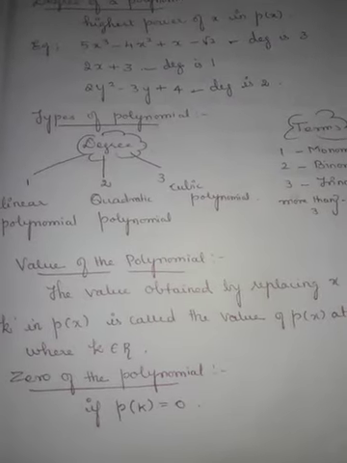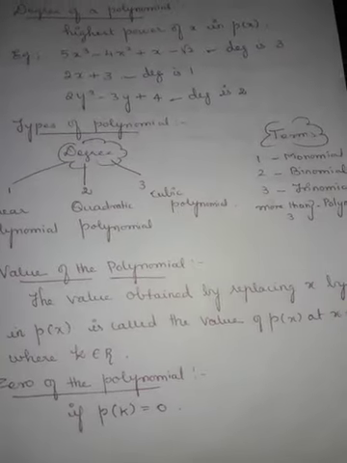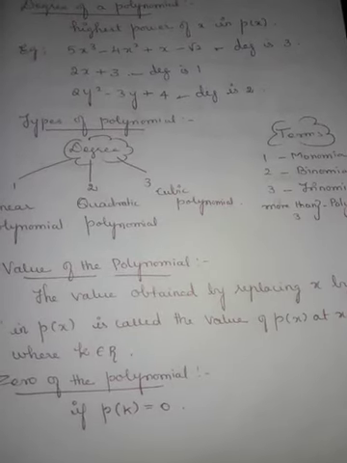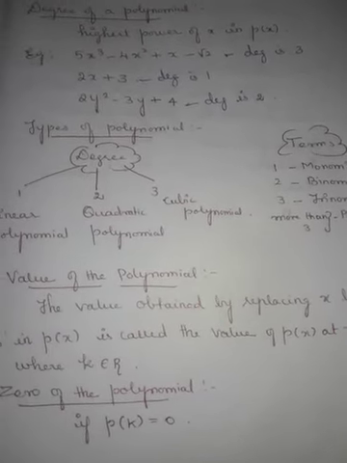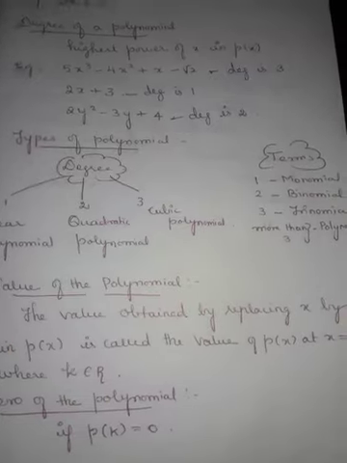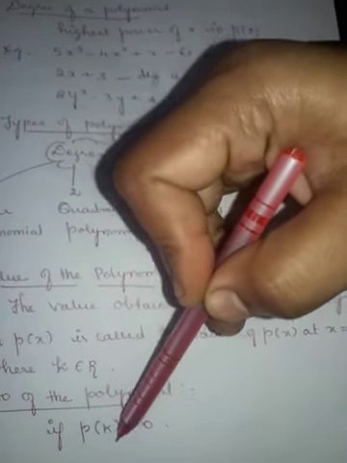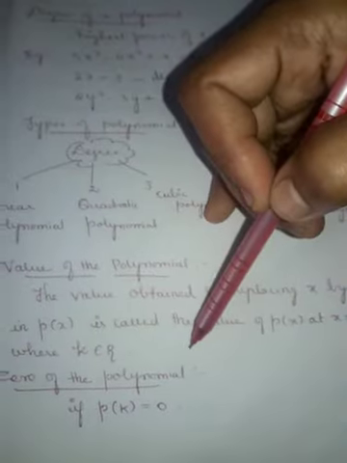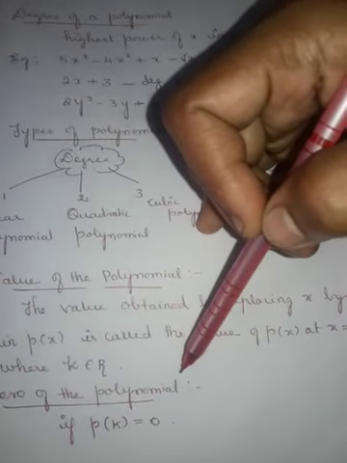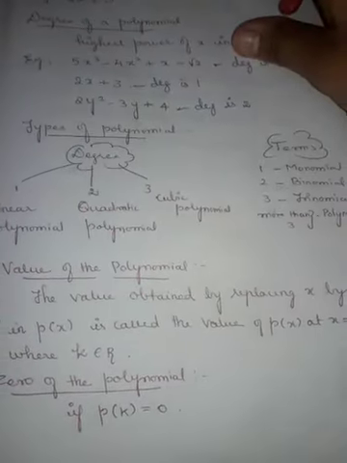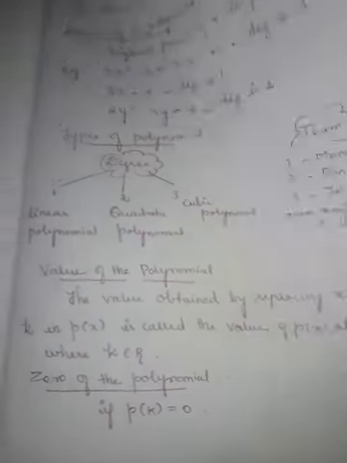When we call a real value a zero of the polynomial, we substitute that particular value in the place of x and we obtain the answer as 0, then we call that particular k the zero of the polynomial. This is the main concept which we learnt yesterday. Then we saw an example to obtain the zero of the polynomial.